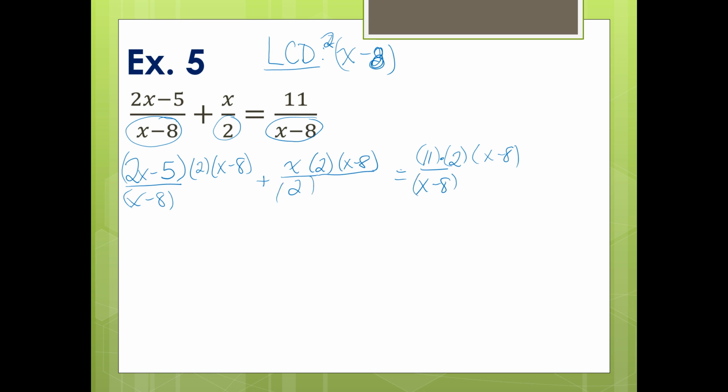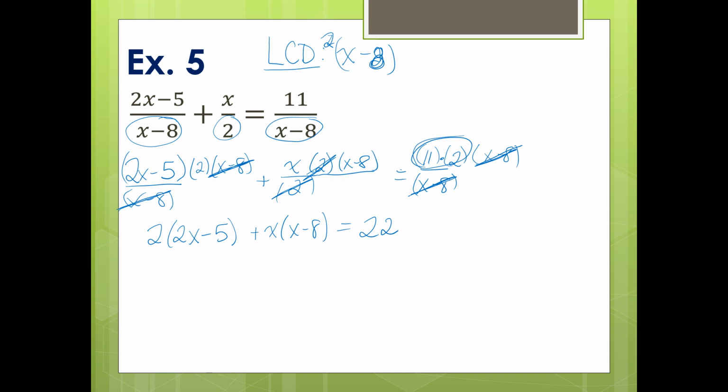Okay, so now we're going to go through and see what cancels off the top and bottom. So in this first term, we have x minus 8 on the bottom. That cancels out with the x minus 8 on top. You are left with 2 times 2x minus 5. Our next term, we have a 2 on the bottom and a 2 on top. So you are left with x times x minus 8. Okay? Next one, you have an x minus 8 on the bottom, x minus 8 on top. You are left with 11 times 2, which is 22.